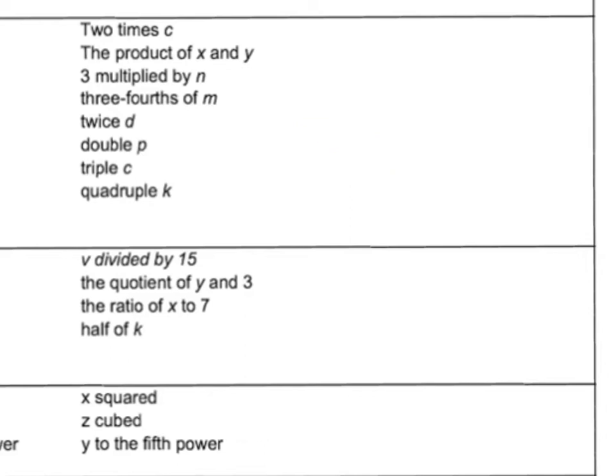Next one we're going to look at is quadruple k. Quadruple means multiply times 4. So we would write that as 4k. Something I didn't mention earlier was that in algebra, we like to put the number in front of the letter when we're showing multiplication. The number is called a coefficient, and the letter is the variable. So we always multiply a coefficient times a variable.